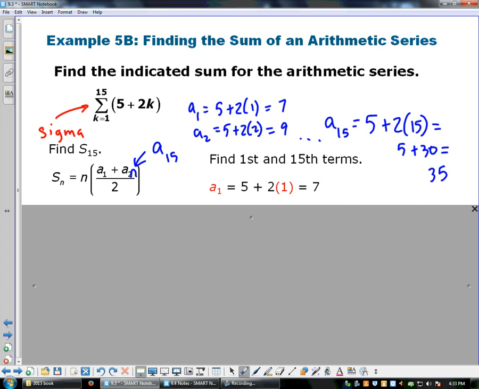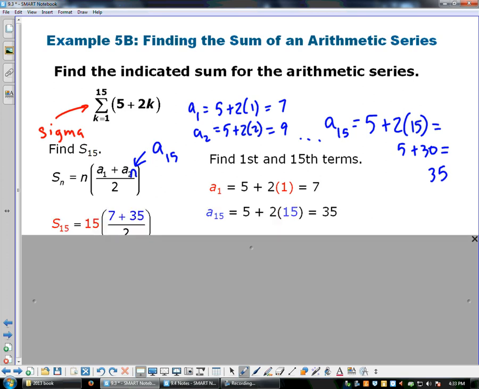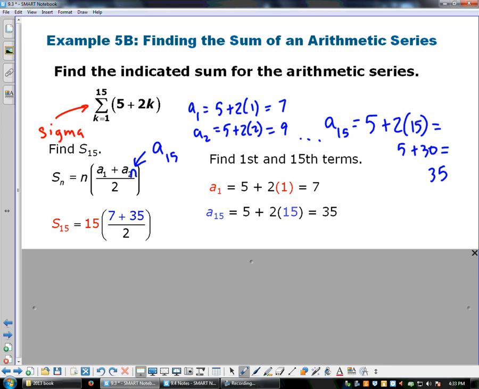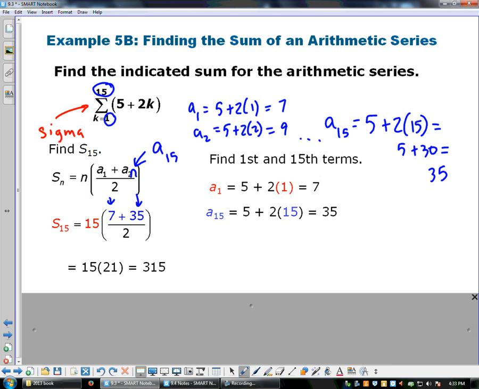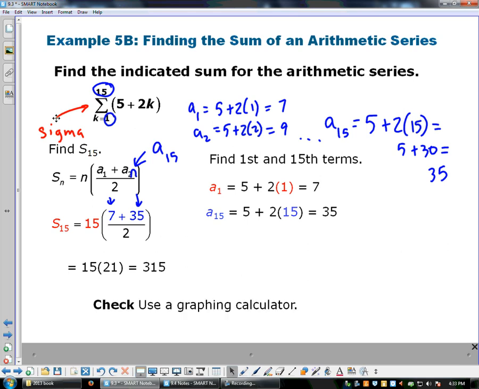So we found a sub 1 is 7, and a sub 15 is 35, and so now we're plugging this in, and we get 15 times, because 15 is the number of terms we're adding. Remember, this means add all the terms from term 1 all the way up to term 15, and we get 15 is the n, a sub 1 is 7, a sub 15 is 35, and we divide by 2. And when we do that, we get 15 times 21 equals 315. And you could check using a graphing calculator, but we're not going to do that.